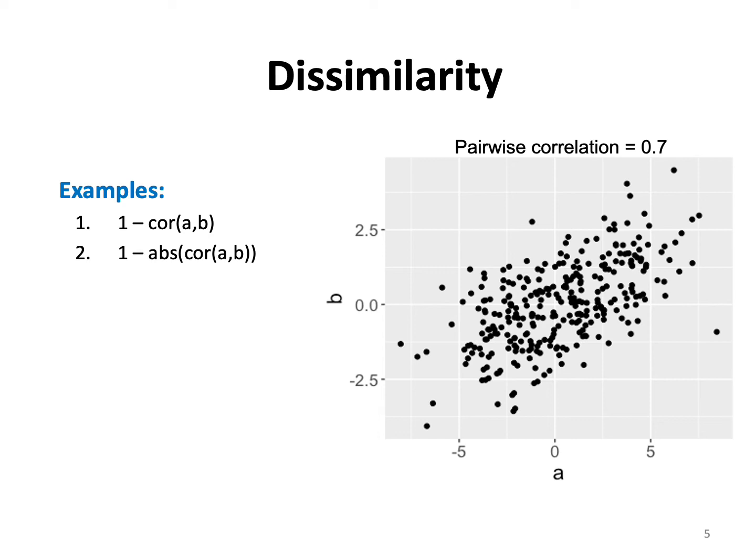We could also use absolute correlation. That would fit the properties of dissimilarity as well. So let me talk about what those properties are. There are 3 of them.